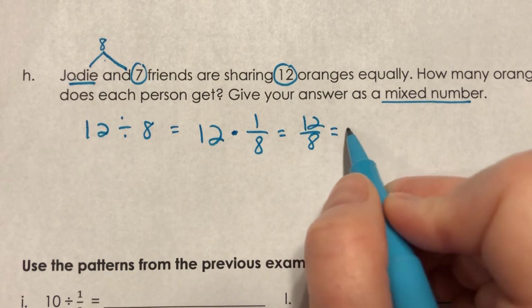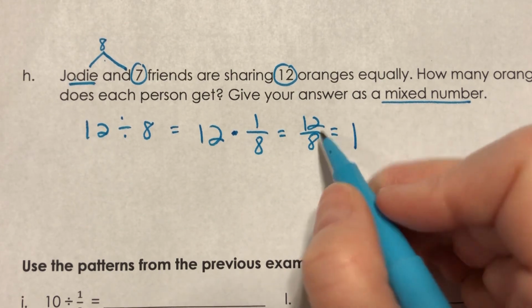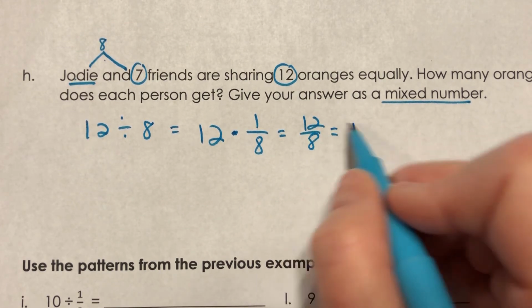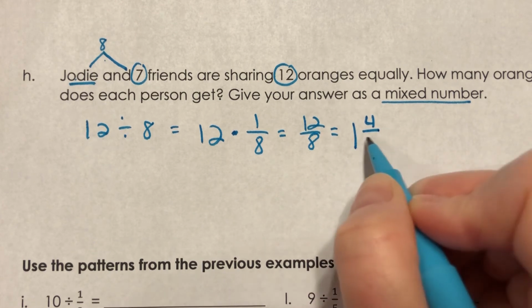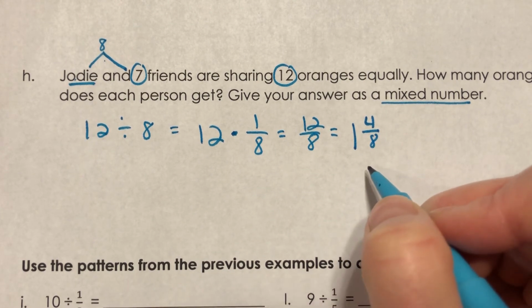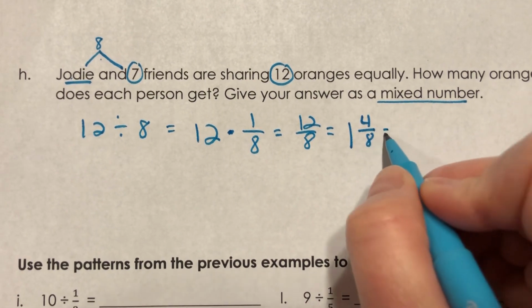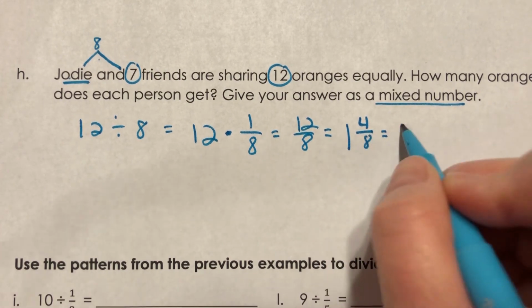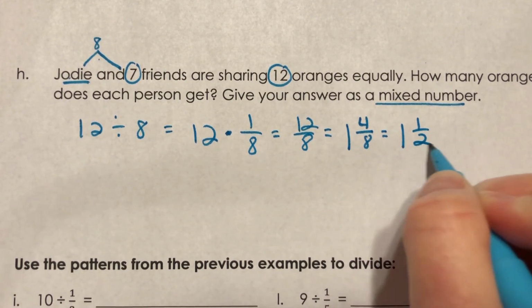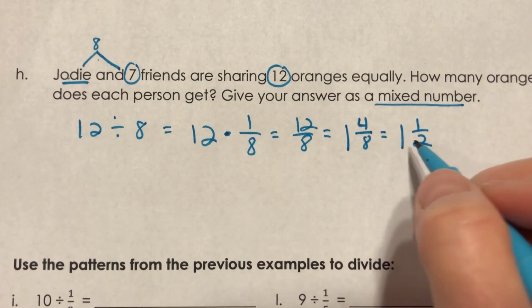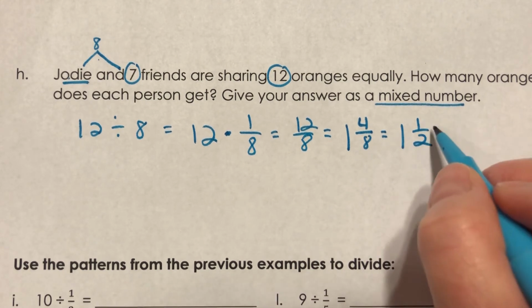So 8 goes into 12 one time. 8 times 1 is 8. 8 plus 4 is 12. So that's my numerator, and my denominator stays the same. And maybe that 4/8 is just screaming out at you, my eyes! Yes, I know. It's not 4/8, it's 1/2. So 1 and 1/2. Each person would get 1 and 1/2 oranges.